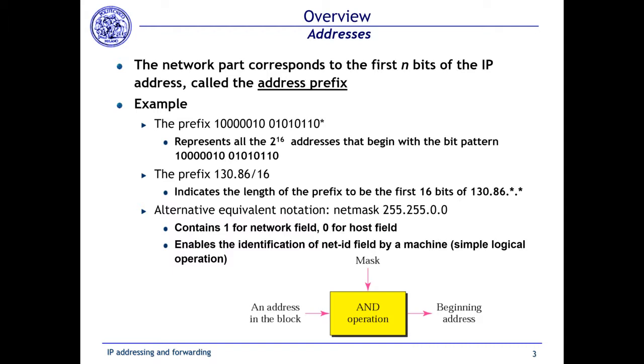So, to summarize, we can identify the network prefix by the notation that is slash and then the number of bits that are dedicated to the network prefix, or the length of the network prefix. Or we can write the network prefix by the decimal values of the bytes of the network prefix followed by stars, or the equivalent binary version, or by using the net mask.